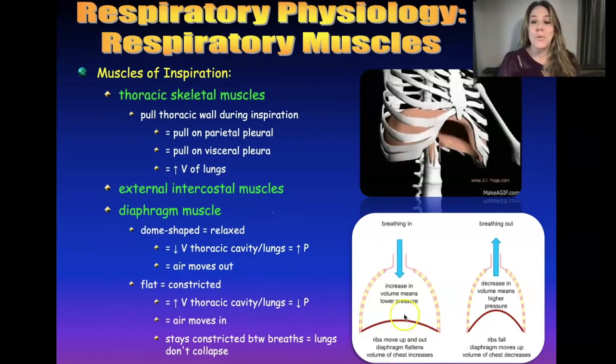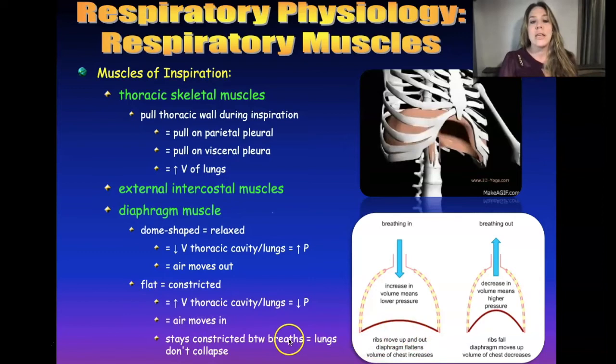Versus when it's constricted and flat during inspiration, that increases the volume of the thoracic cavity and of the lungs, and thus decreases the pressure below what it is in the atmosphere. The air is able to go from the higher pressure in the environment to the lower pressure in the lungs. Air moves in.